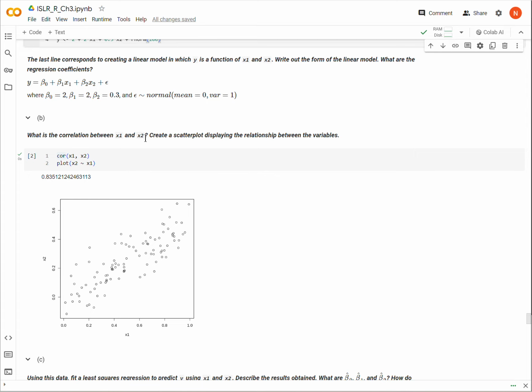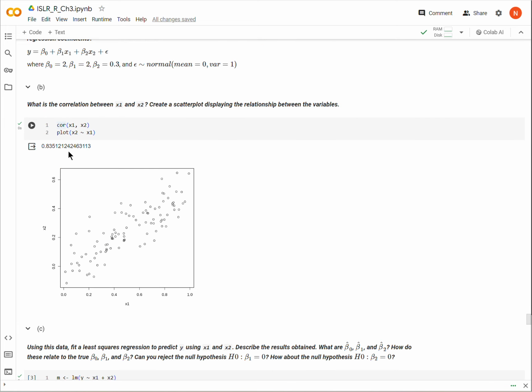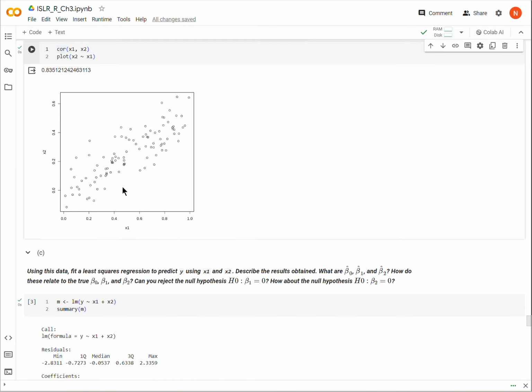Now we need to look at the correlation between x1 and x2. Remember, like I said, x2 is a function of x1, so they should be pretty highly correlated, and they are. So here's the plot of the data against x1 and x2, and the correlation is 0.84-ish.